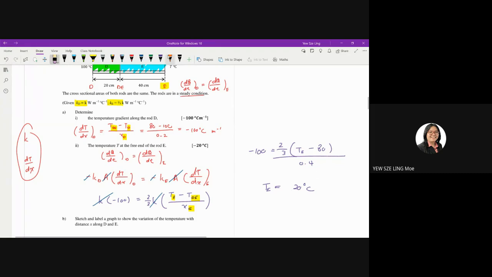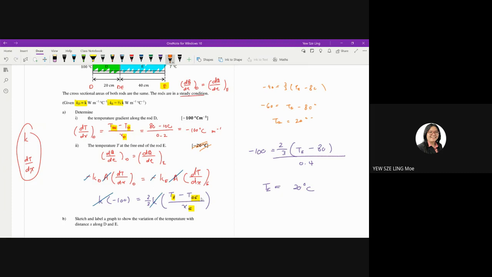It should be positive. Because if you rearrange the equations, negative 40 equals 2/3 times T_E minus 80. So here you will have negative 60, which equals T_E minus 80 degrees. So rearranging, T_E should be equal to 20 degrees C. So the final answer in your book is wrong. It is a positive 20 degrees C. So that is the answer for question A2.